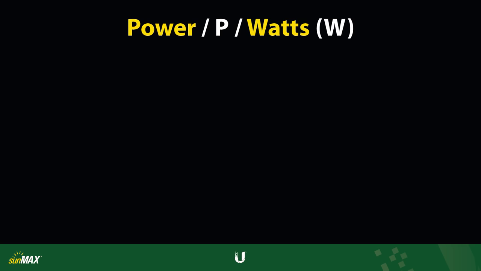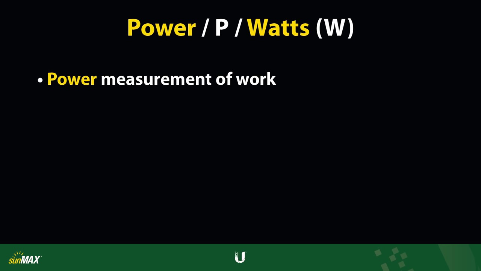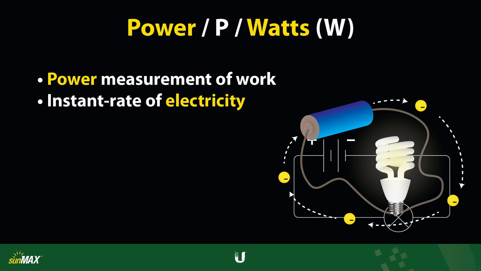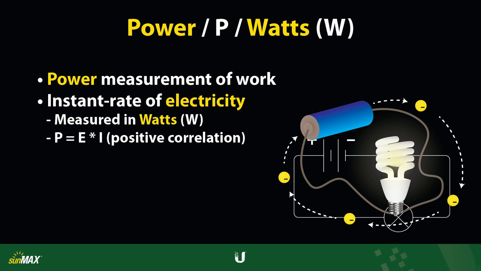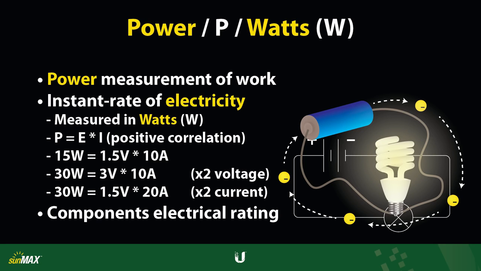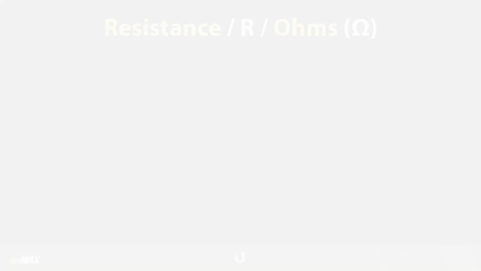Now let's examine power, which is a measurement of work, or the rate of electricity passing at any instant in a circuit. Power is measured by wattage, or watts. Power is positively correlated with both voltage and current. This means that as either voltage or current increases, electrical power increases by the same factor. Only use electrical components, tools, and gear for the rated voltage, current, and power levels.